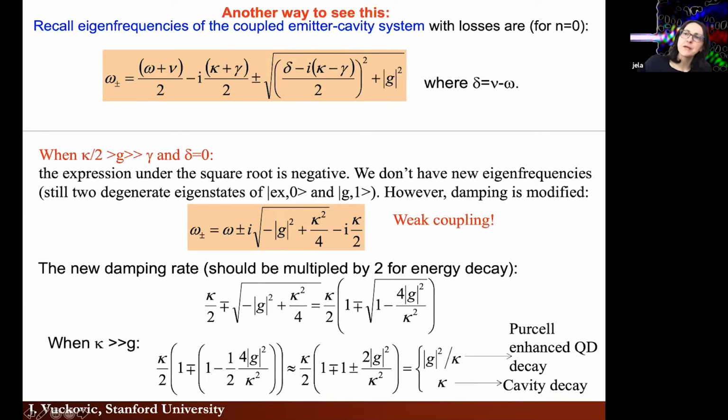So as you keep increasing your Q factor and kappa keeps decreasing, eventually you'll get to the regime where G is greater than kappa, right? Or G is greater than kappa over 4, and that's not described by these expressions anymore. I see, yeah.